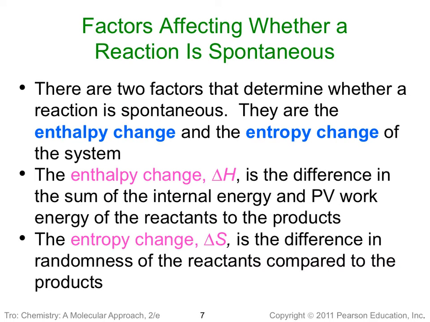So two things affect whether a reaction is spontaneous. The two things are enthalpy and entropy. And enthalpy is delta H, and remember it's that difference in the sum of the internal energy. So it's PV work, pressure-volume work, energy of the reactants to the products, right? That difference. Entropy, right, is the difference in randomness of the reactants compared to the products.